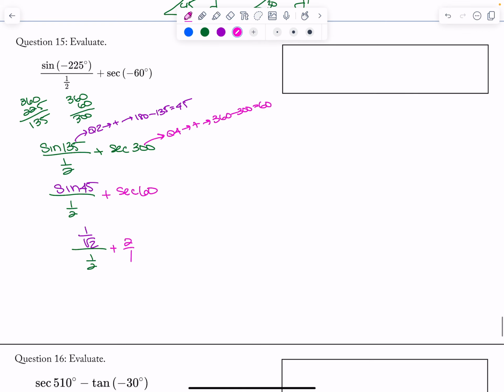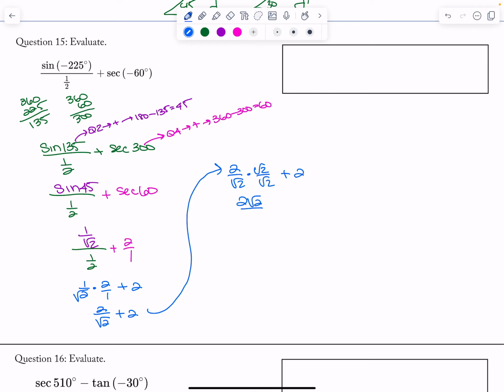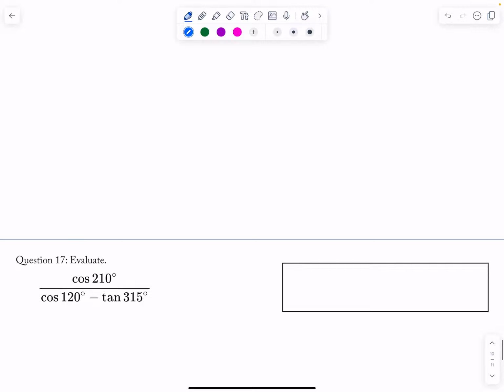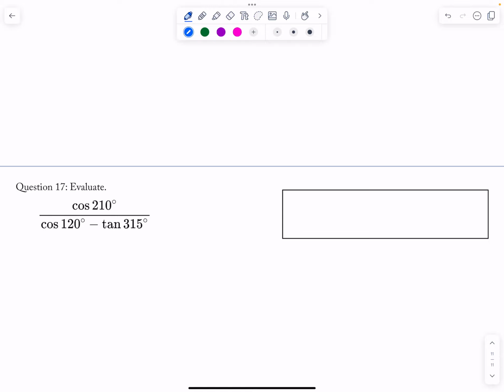So I'm going to go ahead, I'm going to invert and multiply, and then I have plus 2. So I get 2 over root 2 plus 2. I need to rationalize my denominator. So I get 2 root 2 over 2. And then my 2's cancel out, so I get root 2 plus 2. 17. I think 17 is the last one. Yes, it is. So 17.